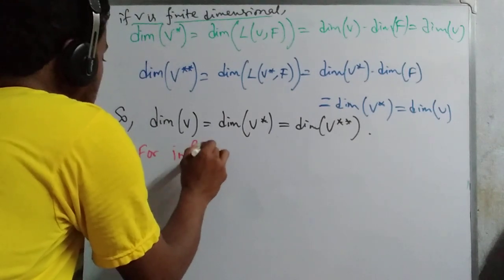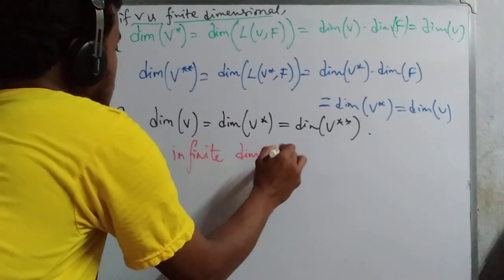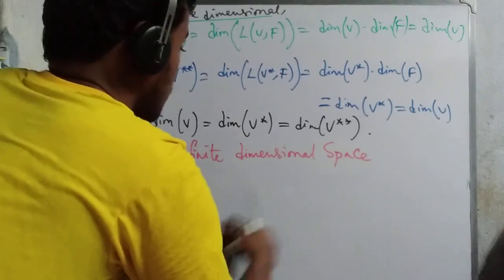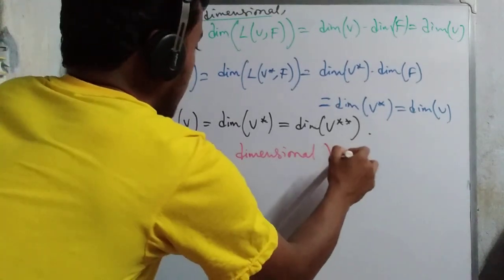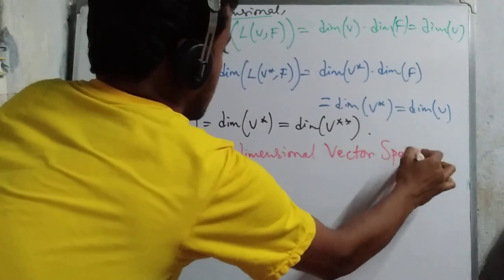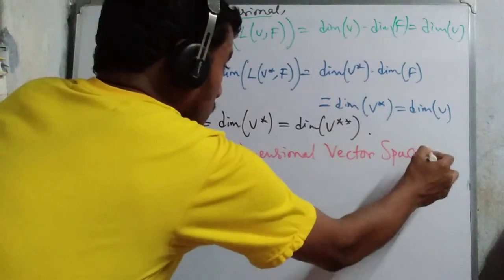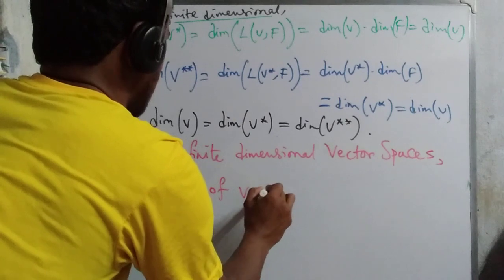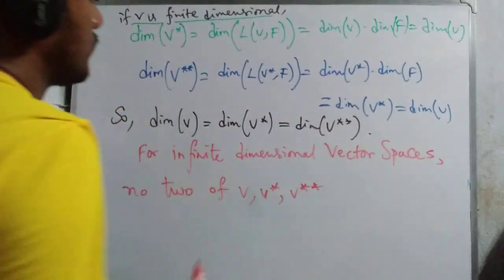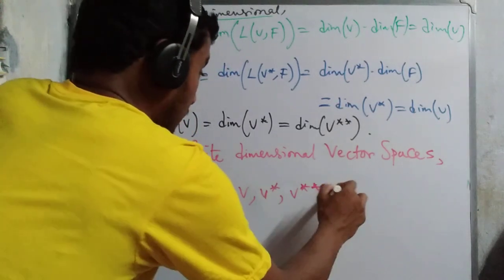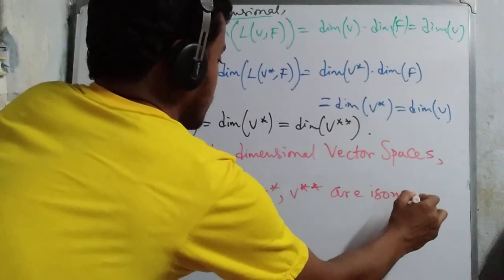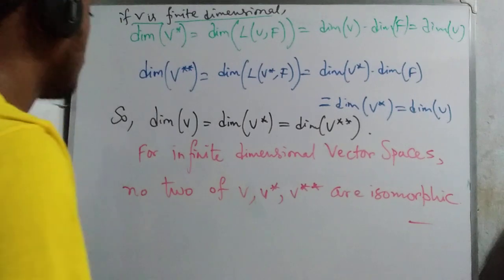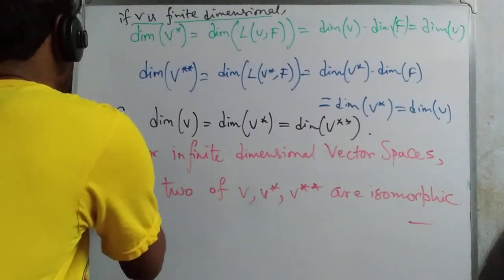Now we discuss the case of infinite dimensional vector spaces. For an infinite dimensional vector space, V and V star, and V double star, that means the dual of V and V, are not isomorphic. For a finite dimensional space V is isomorphic to this, but for the infinite dimensional case this does not happen.